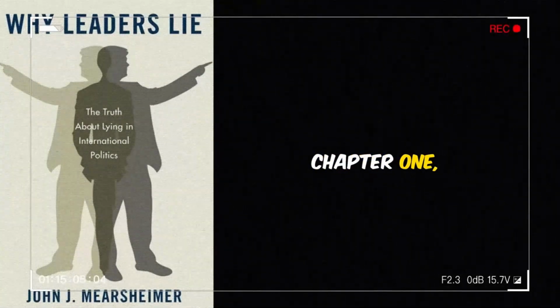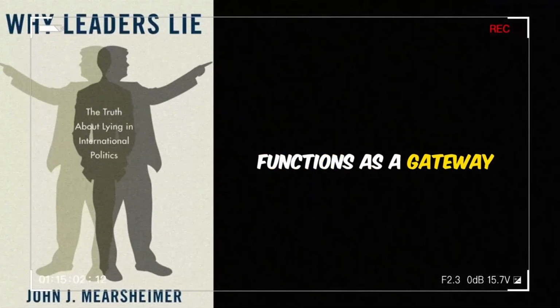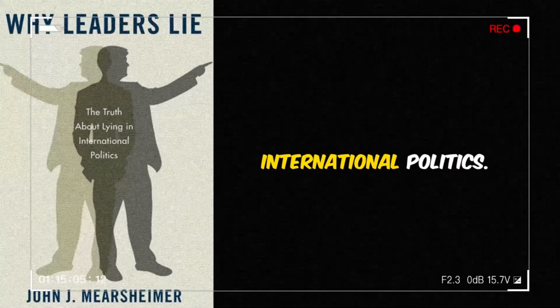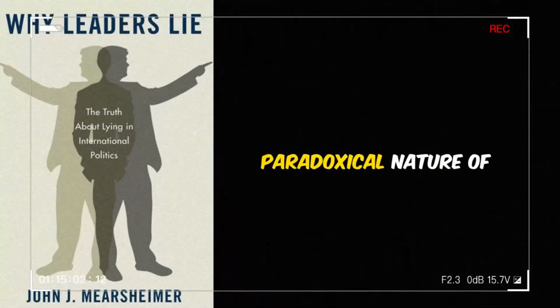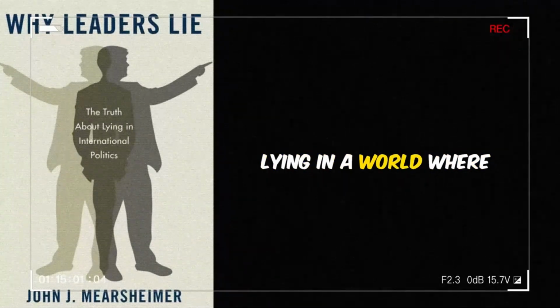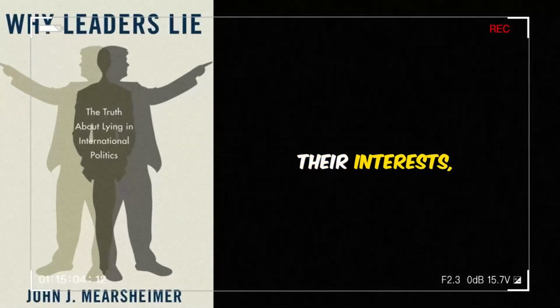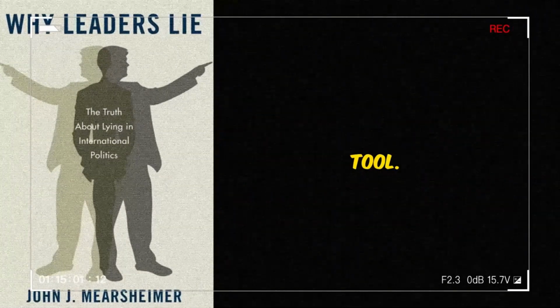Chapter 1, far from being a mere introduction, functions as a gateway to the broader exploration of the role of deception in international politics. Mearsheimer astutely acknowledges the paradoxical nature of lying in a world where states, driven by their imperative to secure their interests, sometimes employ deception as a strategic tool.